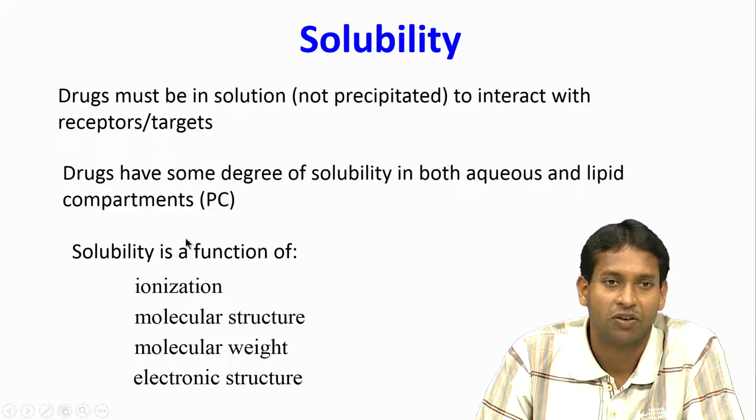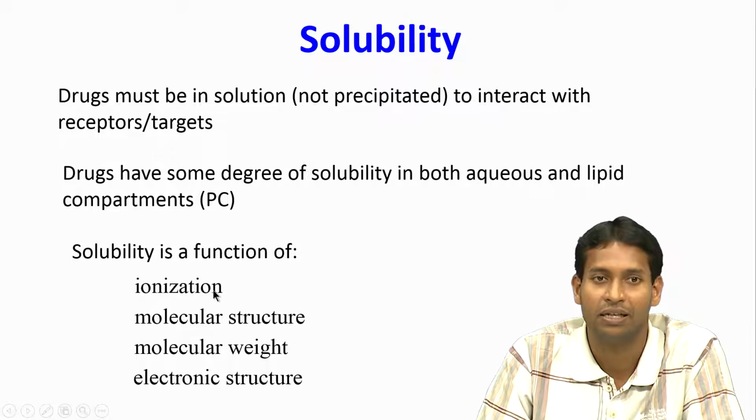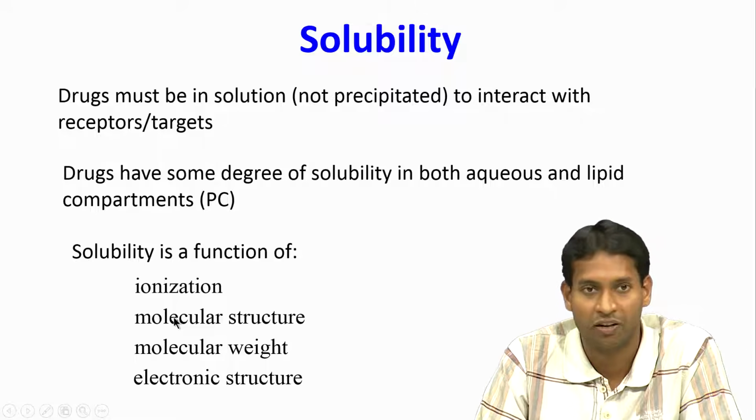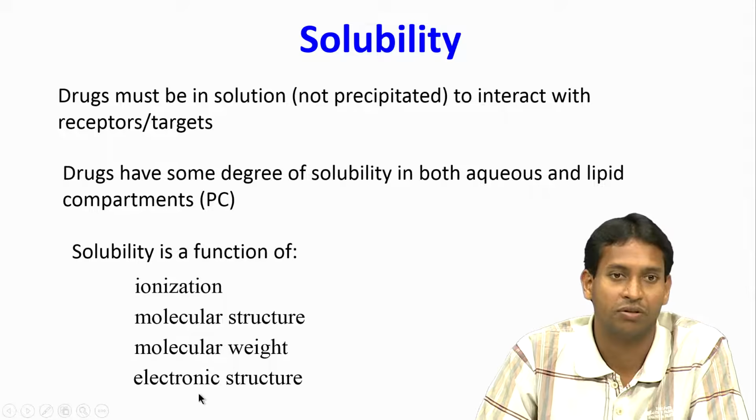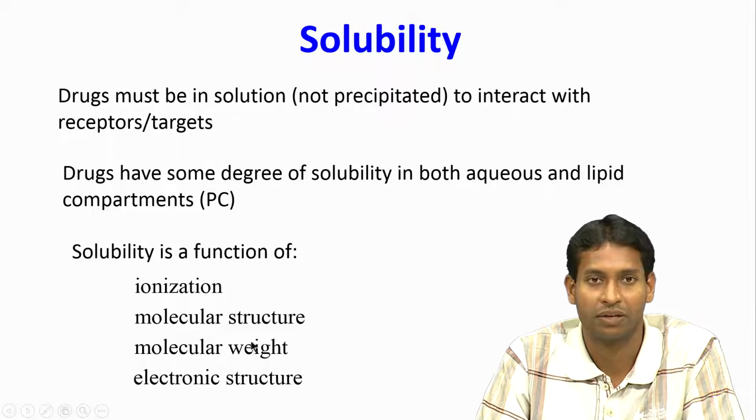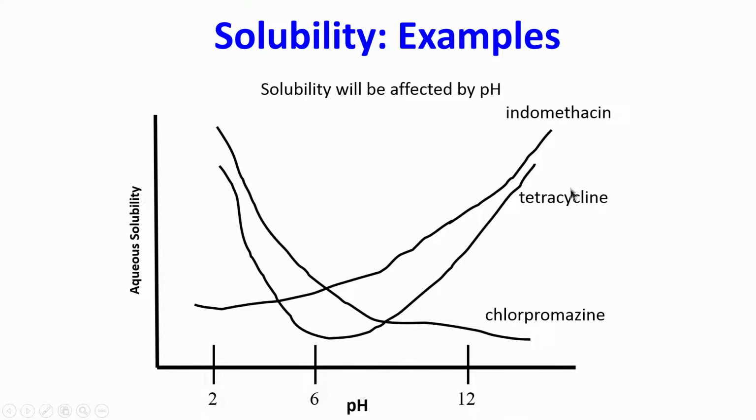So, solubility is a function of a lot of things. Typically the things that are charged have much higher solubility in water, the molecular structure, how hydrophobic and hydrophilic it is, how big it is, so related to the molecular weight, and of course, the electronic structure also tells us how soluble it could be in the water. So, here is an example, here are 3 drugs, you have indomethacin, tetracycline and chlorpromazine, and here is the aqueous solubility with respect to the pH. You can clearly see that the pH affects the solubility, as well as even at a single pH, let us say at a pH of 6, you have drugs which have different solubility.